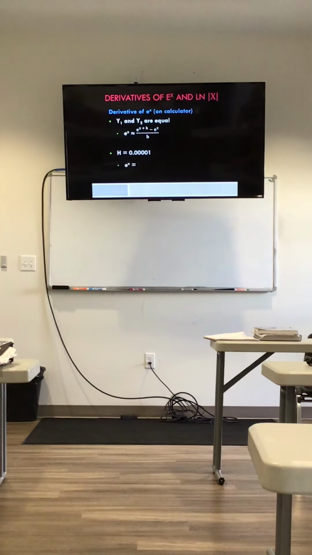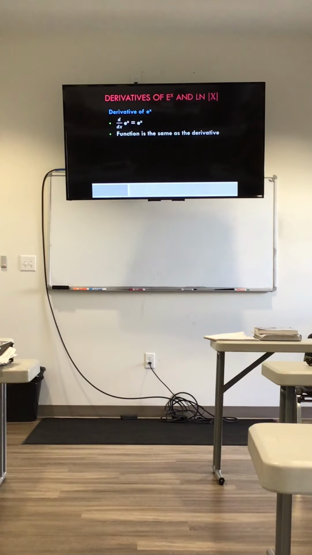I was hoping to get to another one, but that's okay. That was painful on the calculator. So the derivative of e to the x is e to the x. The derivative of this natural kind of number is itself.